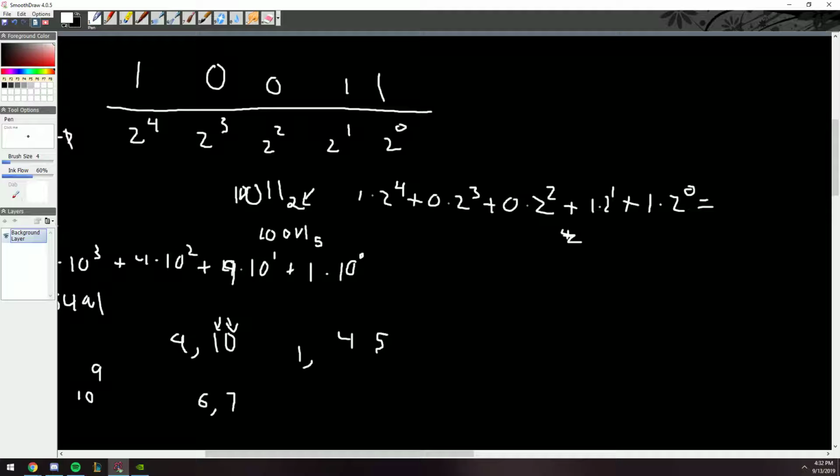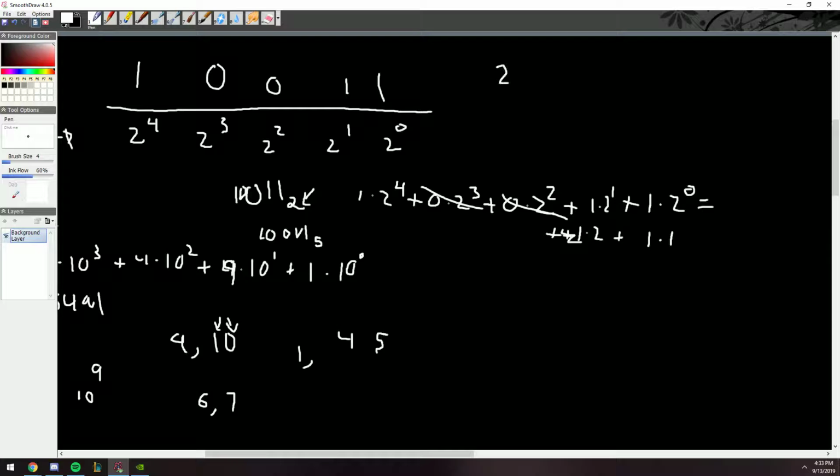Any number besides 0 raised to the 0th power is 1. So this is really 1 times 1 plus 1 times 2 to the first. Well, that's just 1 times 2. Plus 0 times something. Well, that's just 0, so we don't have to worry about it. This is just 0. That's nice. And 1 times 2 to the 4th.